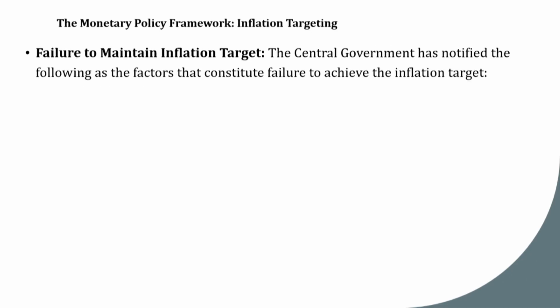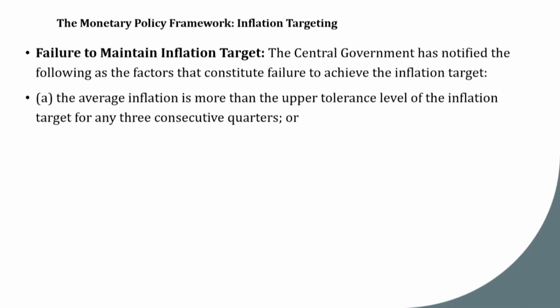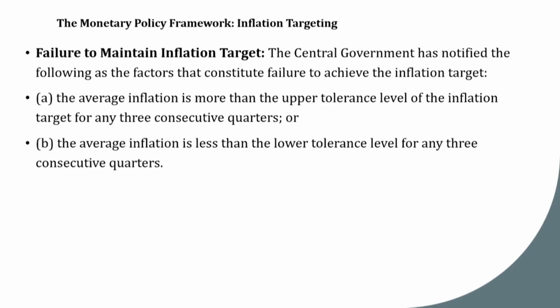In case the RBI fails to maintain the inflation target, the central government has notified some of the factors that constitute failure to achieve the inflation target. If the average inflation is more than the upper tolerance level of the inflation target for any 3 consecutive quarters, then the central government will note that the RBI couldn't meet the inflation target. Similarly, if the average inflation is less than the lower tolerance level for any 3 consecutive quarters.